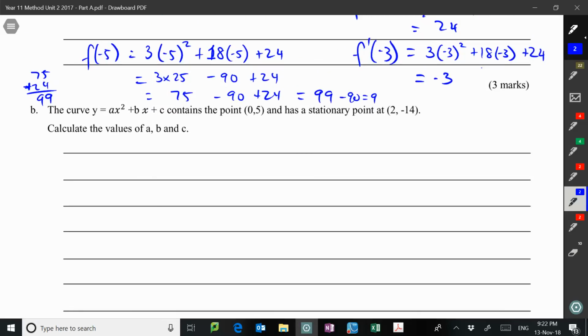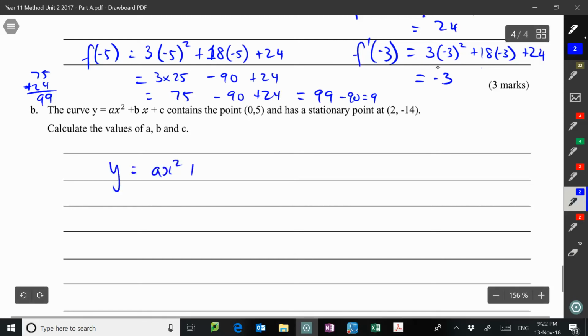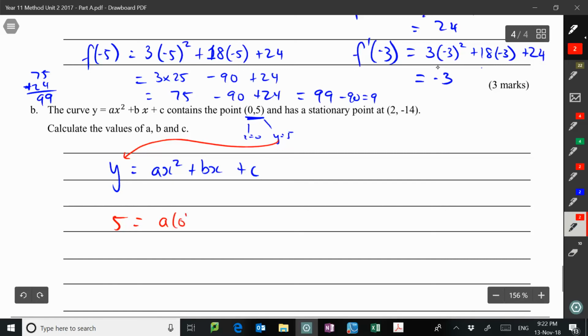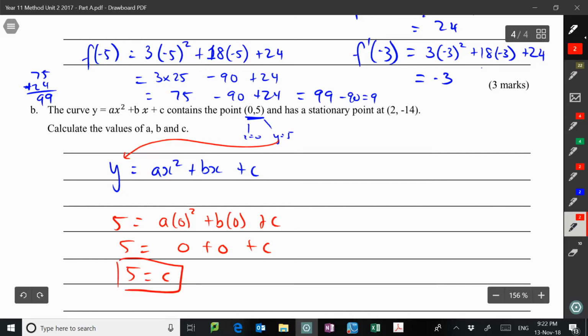Anyways, next one. The curve y equals ax squared plus bx plus c contains the point (0, 5). That should tell you something. Remember when I said read the question line by line? You've got y equals ax squared plus bx plus c, and it says it contains this point. It just means when x is 0, y is 5. So why don't you just sub it in and test it? Don't give up straight away. y equals 5, so 5 equals a times 0 squared plus b times 0 plus c. What you'll find is 0 plus c, and therefore c is 5. You already just found c.